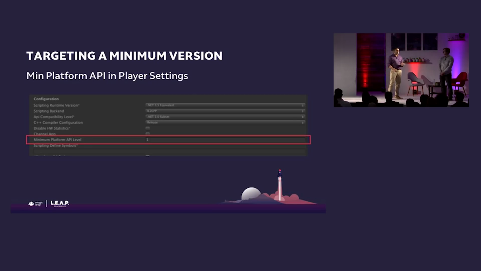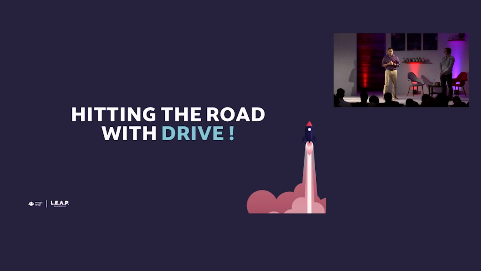But at some point, your code's going to get messy with all these platform checks, and you might want to just target a minimum platform API level. And you can do that easily by just setting the minimum platform API level in the player settings. All right, so I hope that gave you a good overview of the various settings, and we also talked about backwards compatibility. Now let's hear from Dan about how we modified the Drive project.